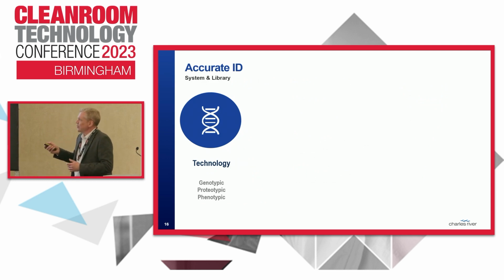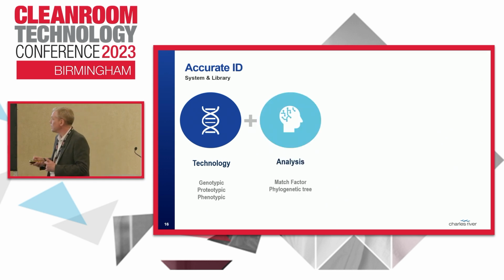So an accurate ID, where does it come from? Well, as I've discussed, the technology plays a really important role. You have to select the appropriate technology for what you're trying to achieve and the criticality of your sample. But there's a second part to it. Your ID system is analyzing data. It's making a judgment call.